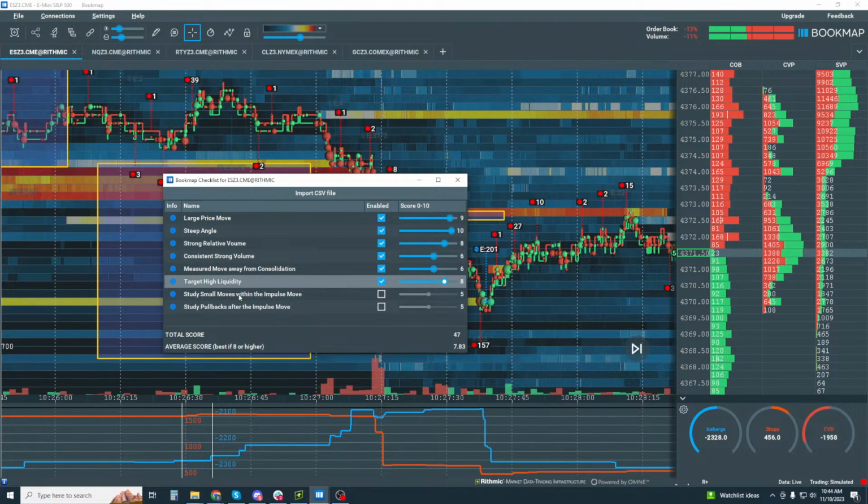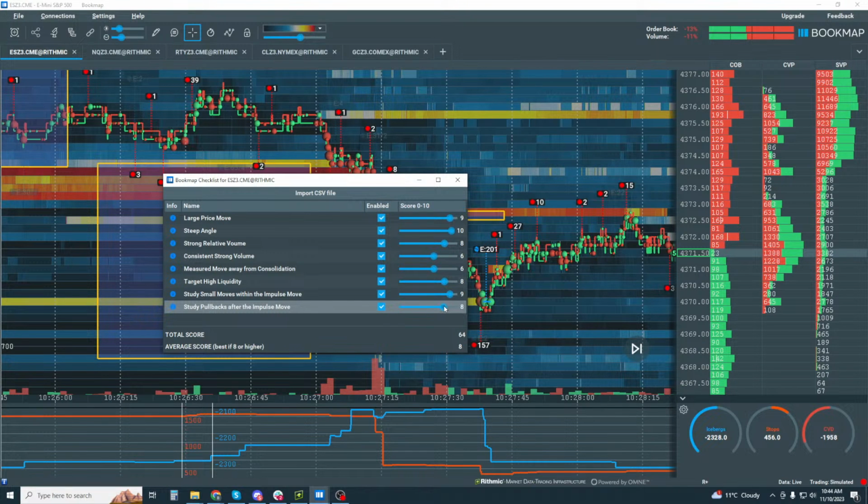Study the small moves within the impulse move. Did we do that? Yep. Did we find some good things? Yeah, we did. Let's give it an 8 or 9. I can go with an 8 or we can go with a 9 because that stop run gave us a lot of insight there. And then study the pullbacks after it. Yep, same thing in here.